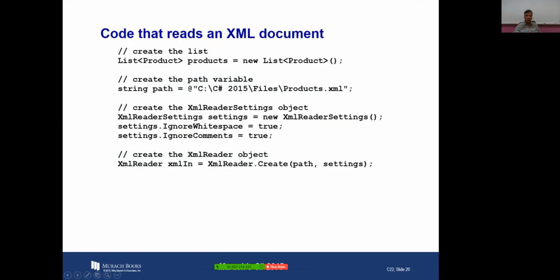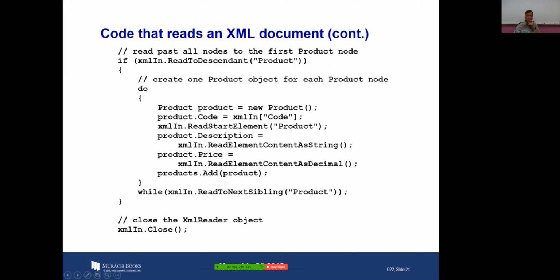So code that reads the XML document. For this, we've got a list of products which we've declared. So there's a product class. We're going to create this path variable which connects to a products XML document, and then we're going to create a reader settings object, which is called settings, which will allow us to read it. And we're going to ignore white space and ignore comments, of course. And then this connects a reader to our file.